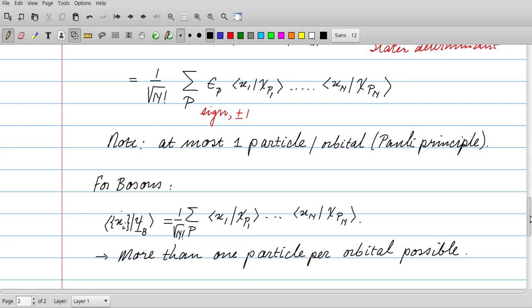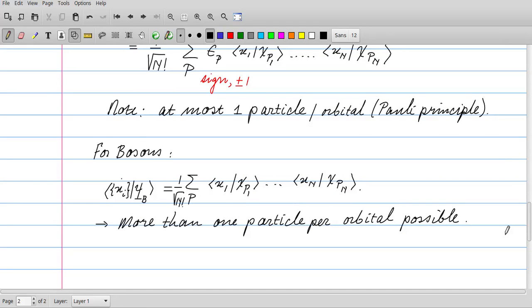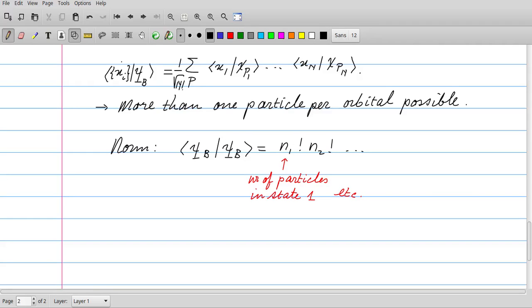However, the normalization of this state is less trivial than in the case of the fermion wave function. In the fermion wave function, putting in 1 over square root of n factorial in front of it was enough to have a normalized state. That turns out not to be the case for bosons. For bosons, there may be more than one particle per orbital, and the normalization of this state is as follows. We get an n1 factorial, n2 factorial, etc., where the little n1 and n2, etc., represent the occupation of orbital number 1, orbital number 2.